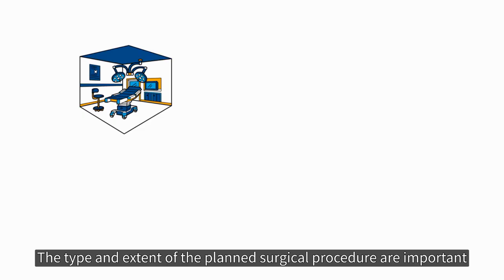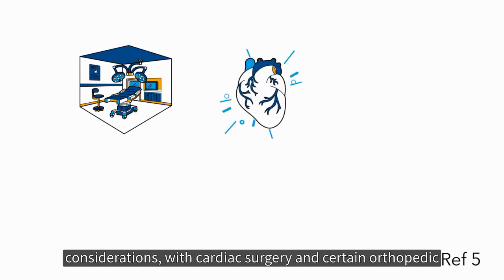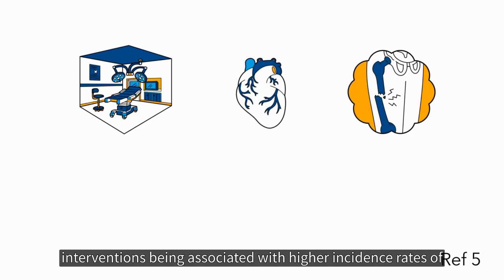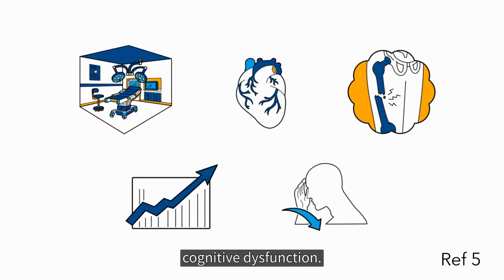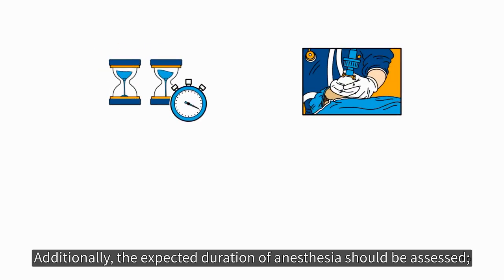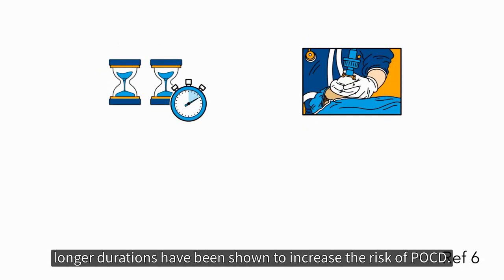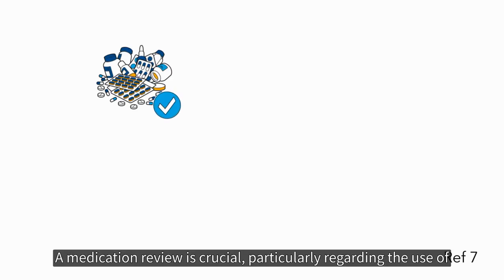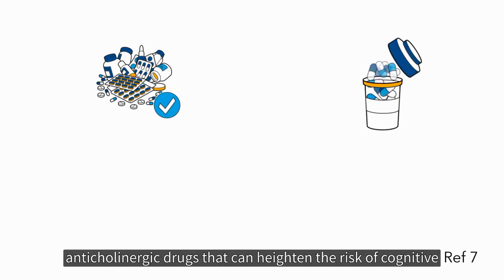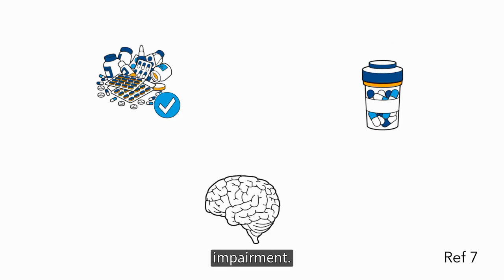The type and extent of the planned surgical procedure are important considerations, with cardiac surgery and certain orthopedic interventions being associated with higher incidence rates of cognitive dysfunction. Additionally, the expected duration of anesthesia should be assessed. Longer durations have been shown to increase the risk of POCD. A medication review is crucial, particularly regarding the use of anticholinergic drugs that can heighten the risk of cognitive impairment.